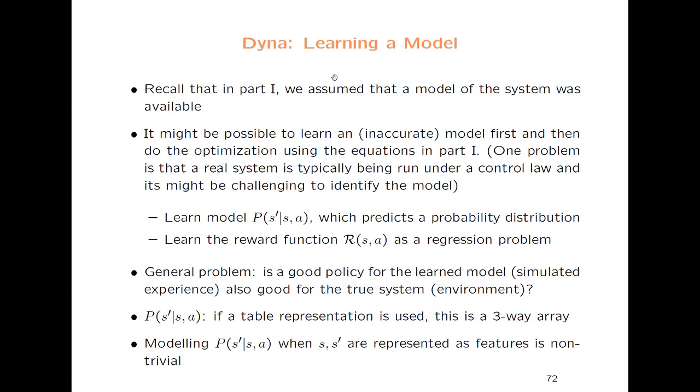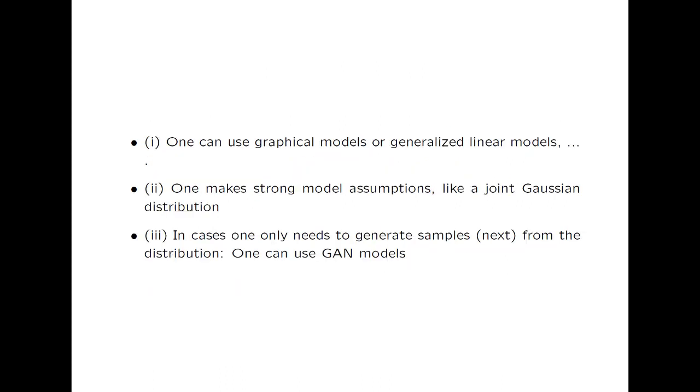If P of S prime given S and A is a table representation, it's a three-way array, which would be nice, but sometimes this is simply too big. And modeling this transition probability when S and S prime are presented as features is not trivial. People explore, for example, graphical models or generalized linear models, or you make strong model assumptions and assume a joint Gaussian distribution. Or if you only need to simulate from the model and you don't need the P values, the probabilities themselves, you can use maybe something like a GAN model. So it looks attractive, but there are some serious technical problems here, really.